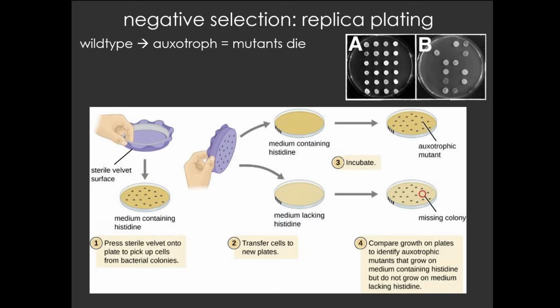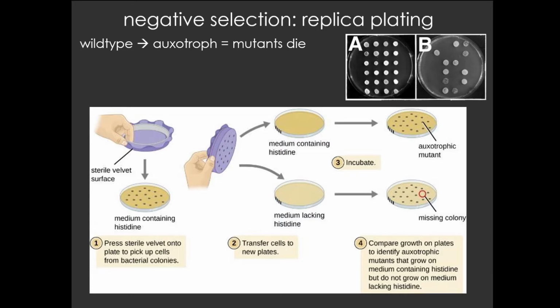So you have these colonies grown up, and you take a velvet covering and you use that to just gently touch the surface of the plate, picking up a portion of each of those colonies, and then you transfer those colony portions to medium containing histidine and a medium lacking histidine. When you grow them, everyone should grow in the medium containing histidine, but those organisms that have been mutated and cannot make their own histidine will be missing from that plate. So it's the lack of growth, the negative growth, that tells you you have a mutation.